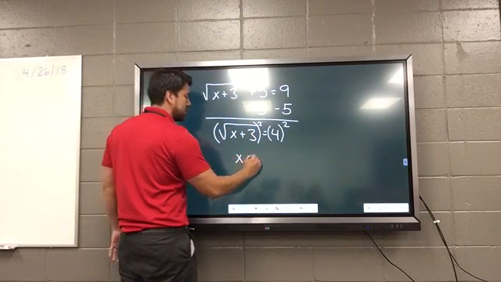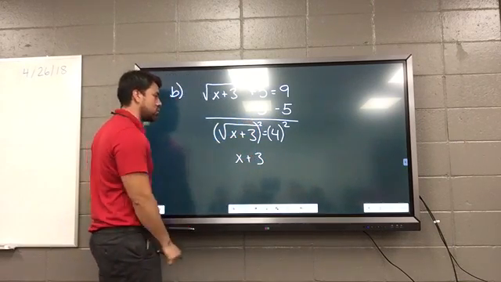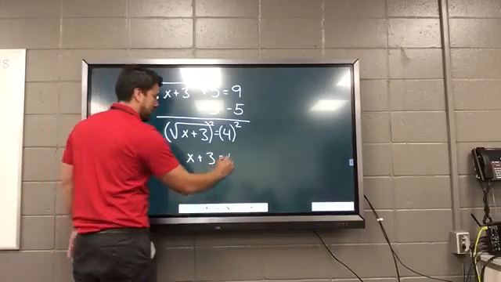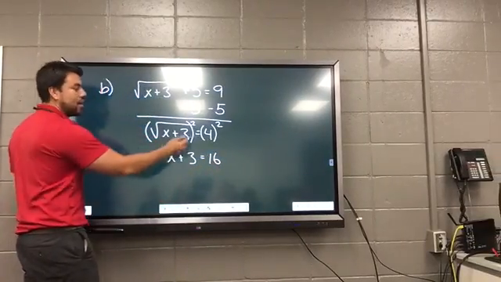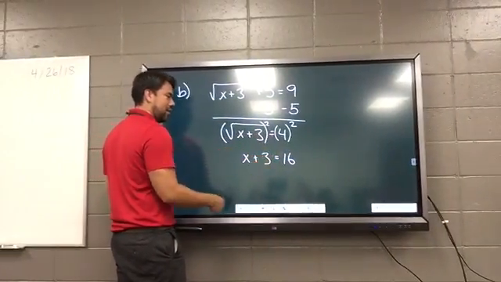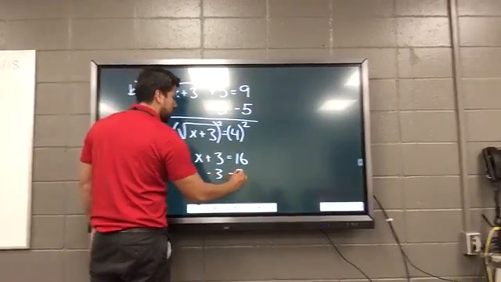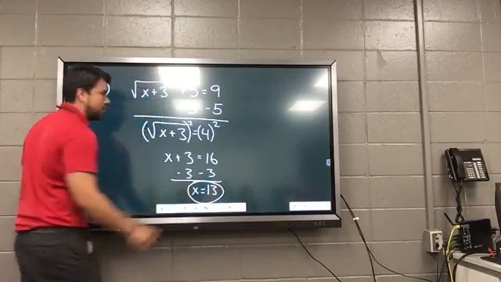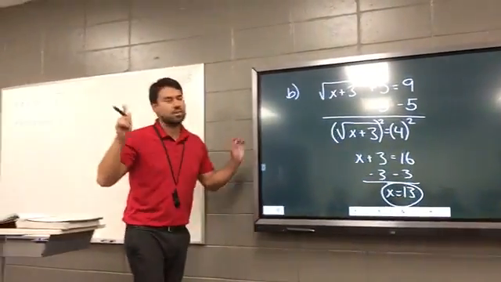Yeah, it's just x plus 3. The radical sign went away and so did the squaring, because they undid each other. And what's 4 squared? 16. And now you have your normal, simple, hopefully, equation. We'll subtract our 3. We get x equals 13. I'll circle that for now.